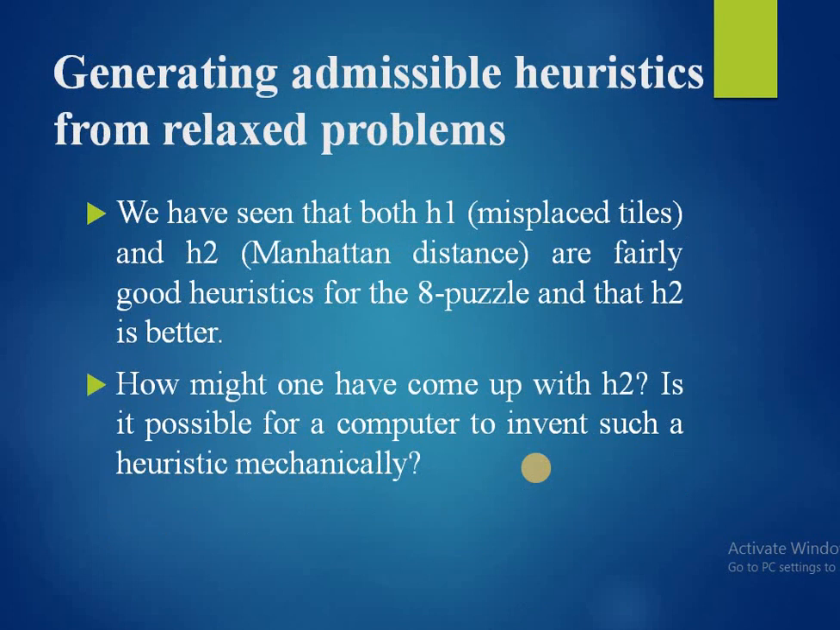Generating admissible heuristics from relaxed problems. We have seen that both h1, that is misplaced tiles, and h2, that is Manhattan distance, are fairly good heuristics for the 8 puzzle, and that h2 is better. Now, how might one have come up with h2? Is it possible for a computer to invent such a heuristic mechanically?